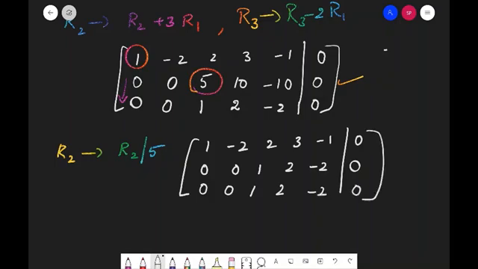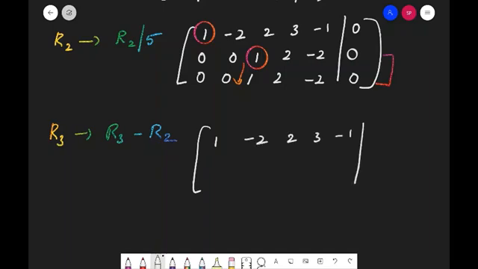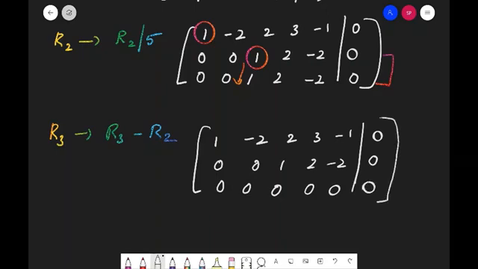If you observe here, let us mark the pivot positions, and you can see these two rows are nothing but the same. So how can I make zeros using this? My next operation will be R3 minus R2. So the matrix will become 1 -2 2 3 -1 0, 0 0 1 2 -2 0, and 0 0 0 0 0 0. So let us look at the pivot positions. This is a pivot and this is a pivot. By now I think we have it in echelon form.